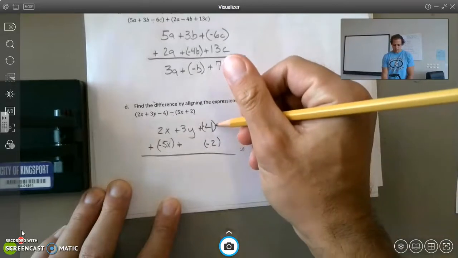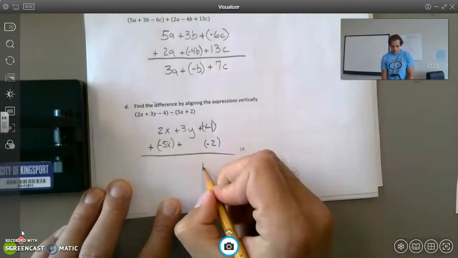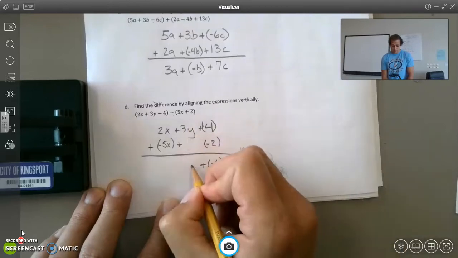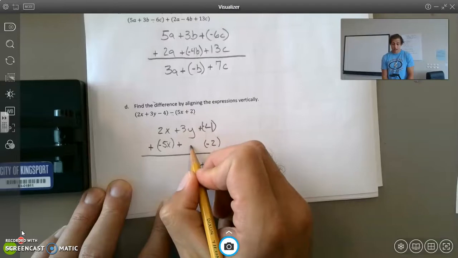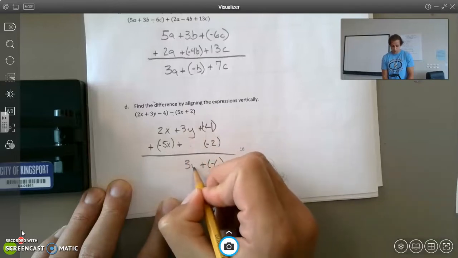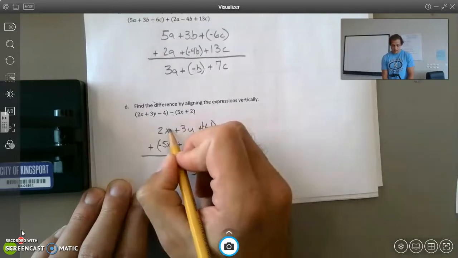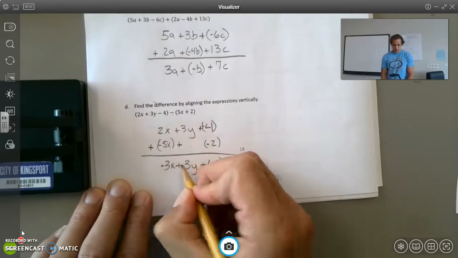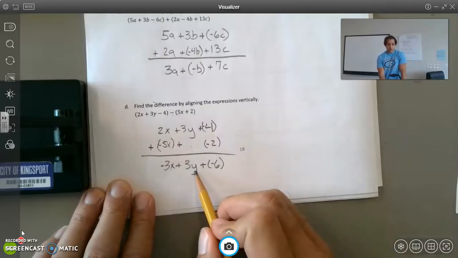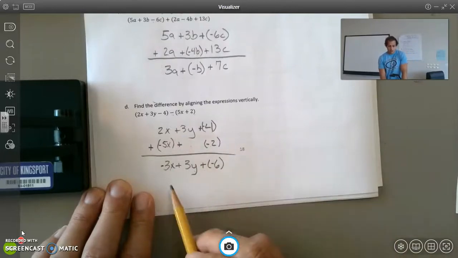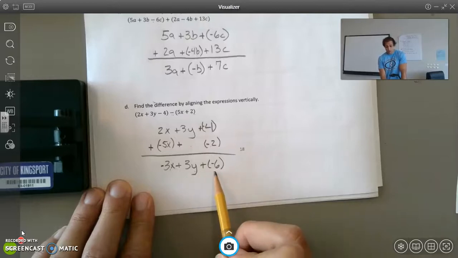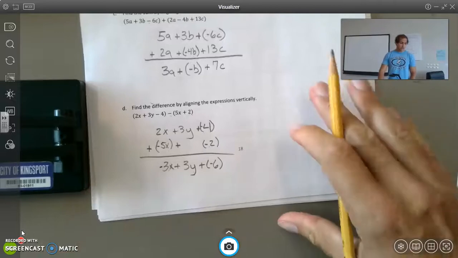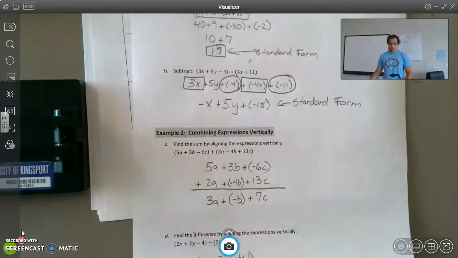All right, negative 4 plus negative 2, that is going to be a negative 6. 3y does not have a like term to be added to it, so we're just going to bring 3y down. 2x plus negative 5x is negative 3x. So here I have negative 3x plus 3y plus negative 6. Variables are in alphabetical order. Constant is the last term. That's in standard form. And that's perfect. Okay.